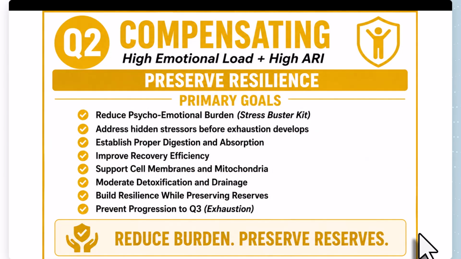Quadrant 2, here we go. High emotional load plus high ARI. We're talking about reduce the psycho-emotional burden again, address hidden stressors before exhaustion develops. What's already entrenched, we just don't want it to go further. Remember that there are stages that you can measure in these quadrants. In quadrant 2, what stage of exhaustion they're in, right?